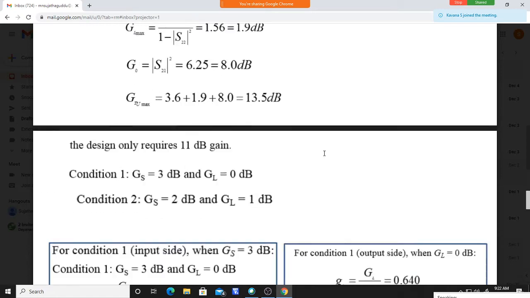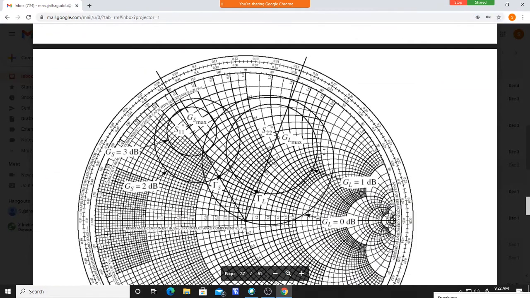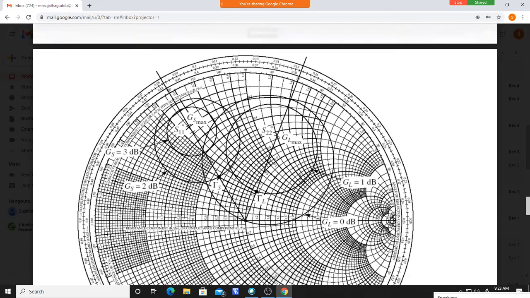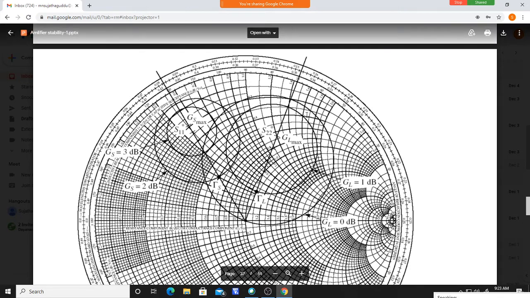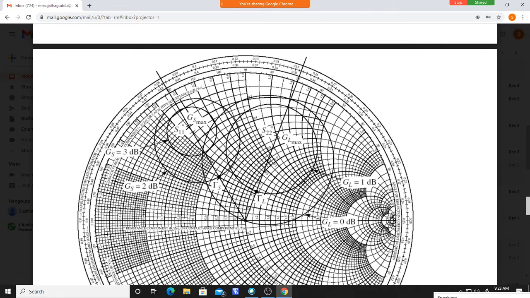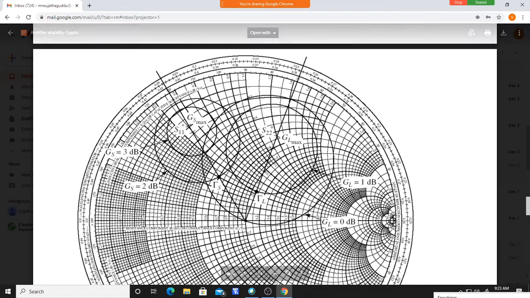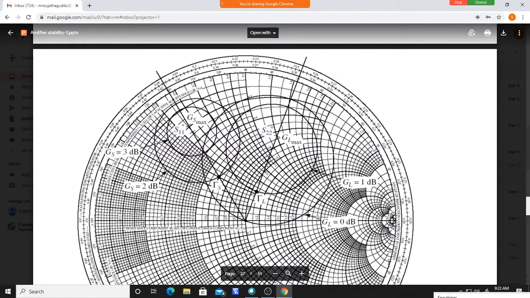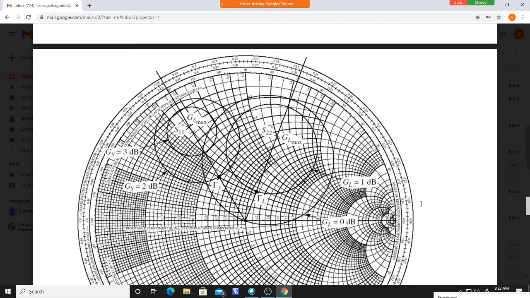But the gain circles will be different. Whatever values you take, you should draw the circles for them. If you take a combination of 2 dB and 1 dB, these are the circles. This circle is 2 dB and this circle is 1 dB. These two you should take for designing the impedance matching network. And the value must be in the stable region. This is what we were discussing in the earlier class. I think this is enough on amplifier and stability.